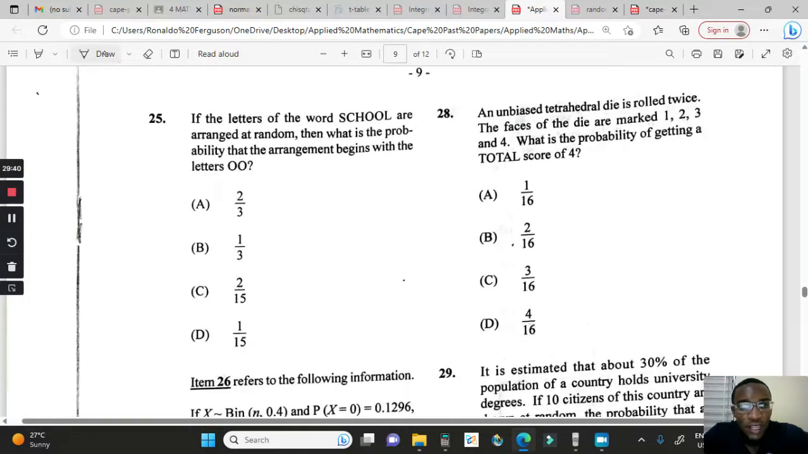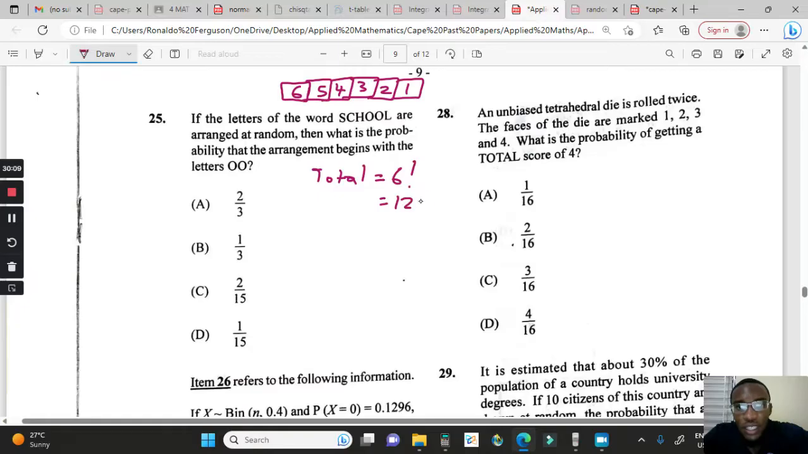Number 25, it says, if the letters of the word school are arranged at random, what's the probability that the arrangements begin with OO? There are 6 letters in school. Any letter can start it, that's 6. The next, any one of the 5, then any one of the 4, the 3, the 2, the 1. So the total possibility is 6 factorial, which is 120.